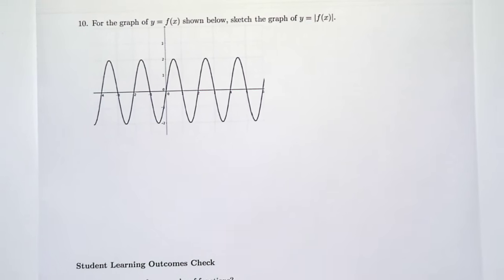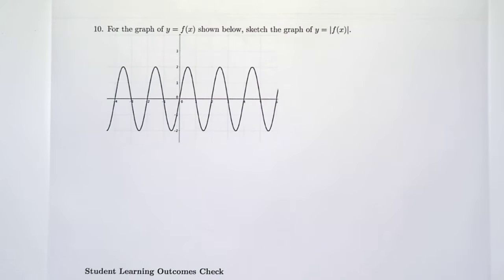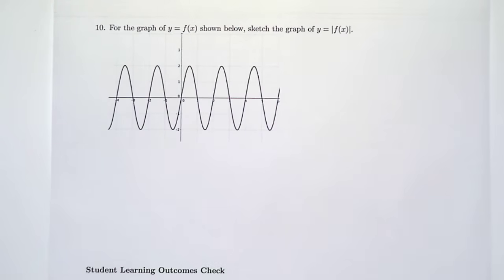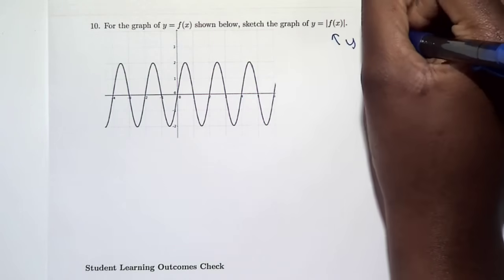Okay, now let's look at this one. All right, so no instructions here. Besides, for the graph y equals f of x shown below, sketch the graph of the absolute value of f of x. So same questioning, what is changing? Are we changing y or are we changing x? Well, the absolute value is outside of the function, so y is going to change.